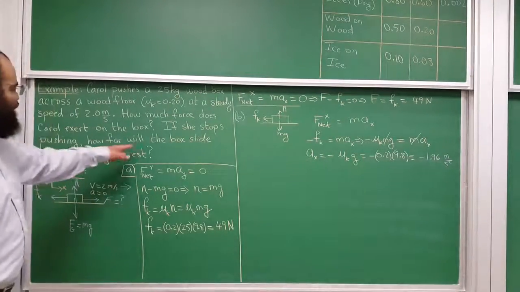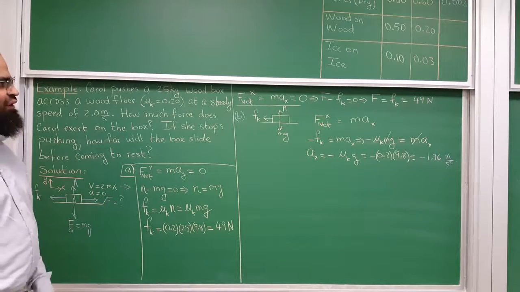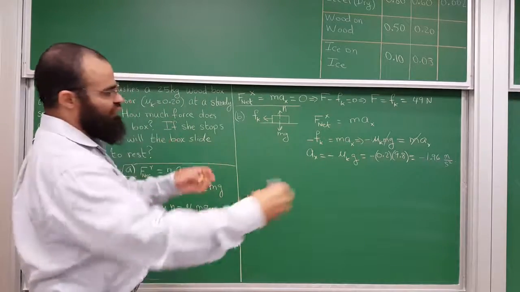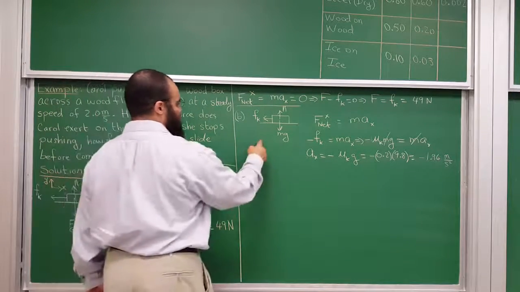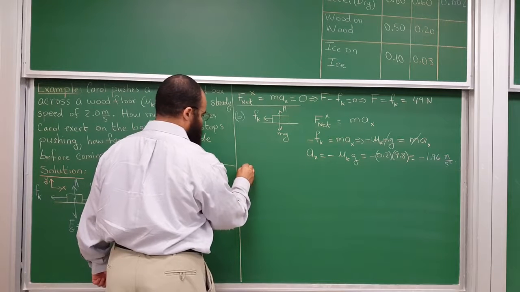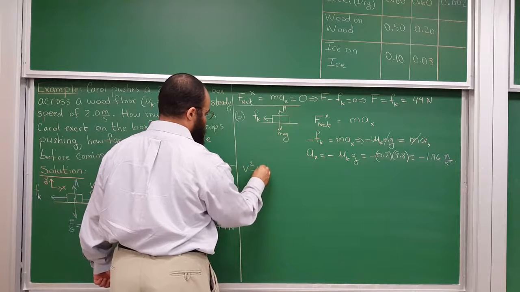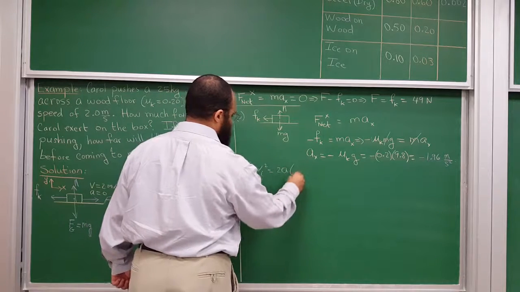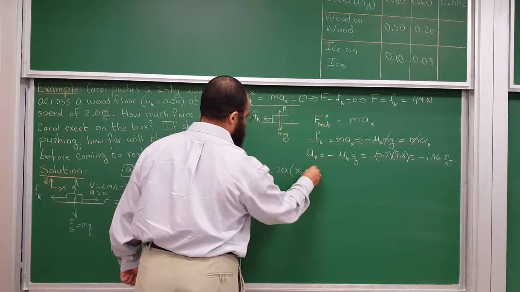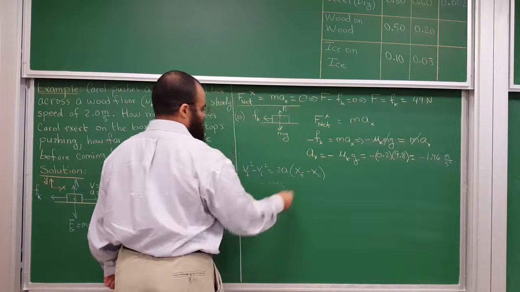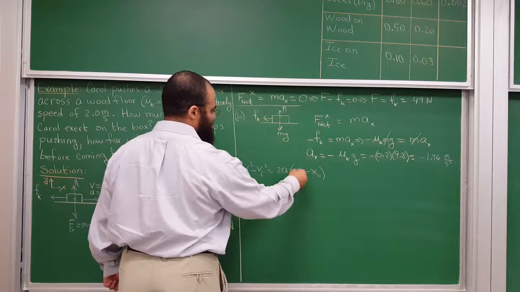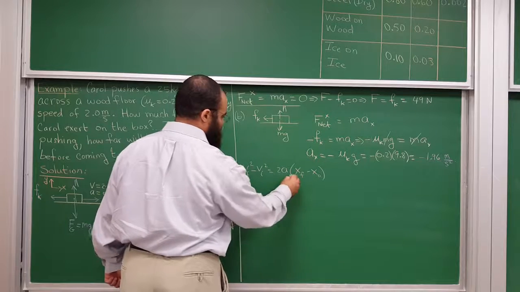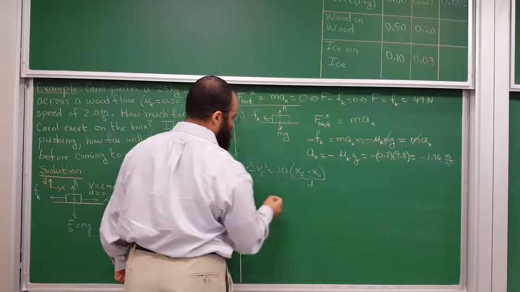They say, how far will the box go before coming to rest? So here, the box is going at a speed of 2 meters per second, and then eventually it comes to rest. So we have V initial, we will write this equation: V final squared minus V initial squared is equal to 2 times the acceleration times x final minus x initial. We would like to know how far it will go, so this is just the distance it will move. The final position minus the initial position, that's just the distance. I can call it d if you like.